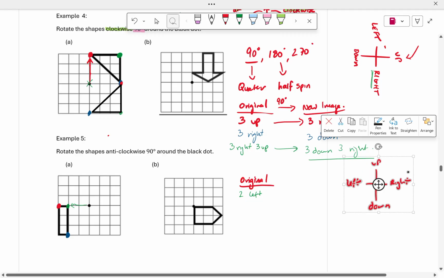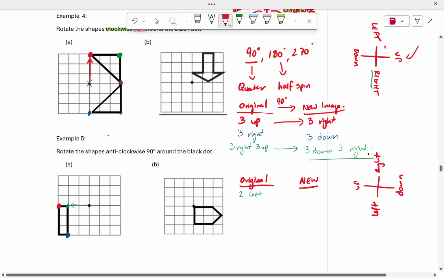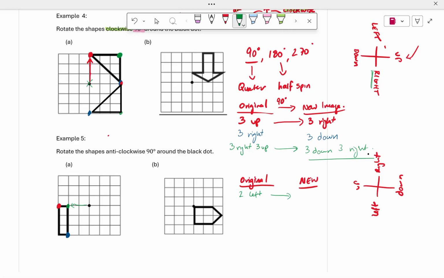What I'm going to do is take my image and rotate it 90 degrees anti-clockwise. So that's moving it this way, and I'm at 90 degrees now. That's made the transformation, so I now have my new image. From the original to the new, firstly I've got 2 left. Now look at your rotations. Which way is left now going? Left is going down now, so I'm going to go 2 down. I can then plot that. So this original green point is now down here where I've got my new dot, 2 down.